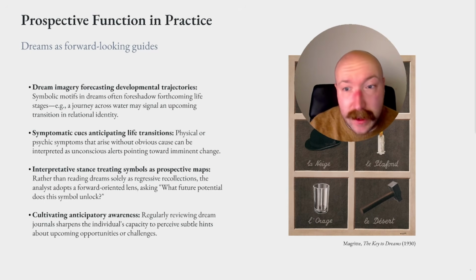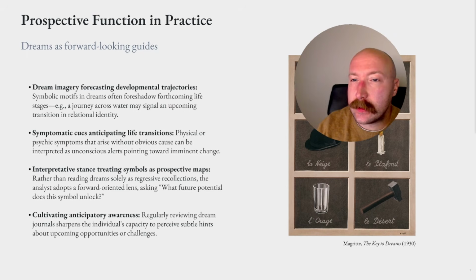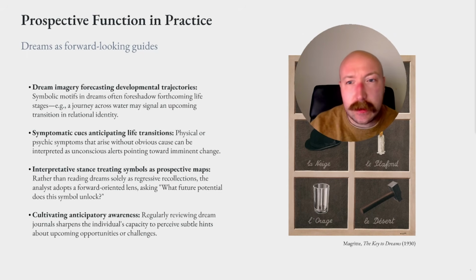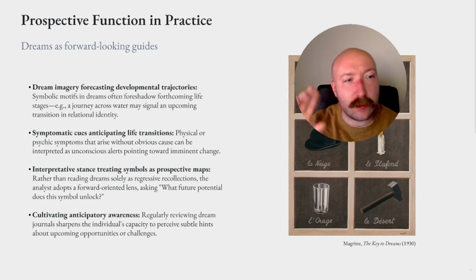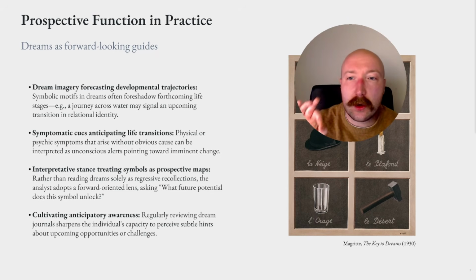A dream might anticipate a life change before you're consciously aware that you need to make it. A symptom might be pushing you toward growth you're resisting consciously. And this is a radically different way of thinking about psychological suffering. Instead of seeing suffering as purely pathological, something just to be eliminated, just a dysregulation to get rid of so we can get on with our day, Jung saw suffering as potentially meaningful, even purposive.